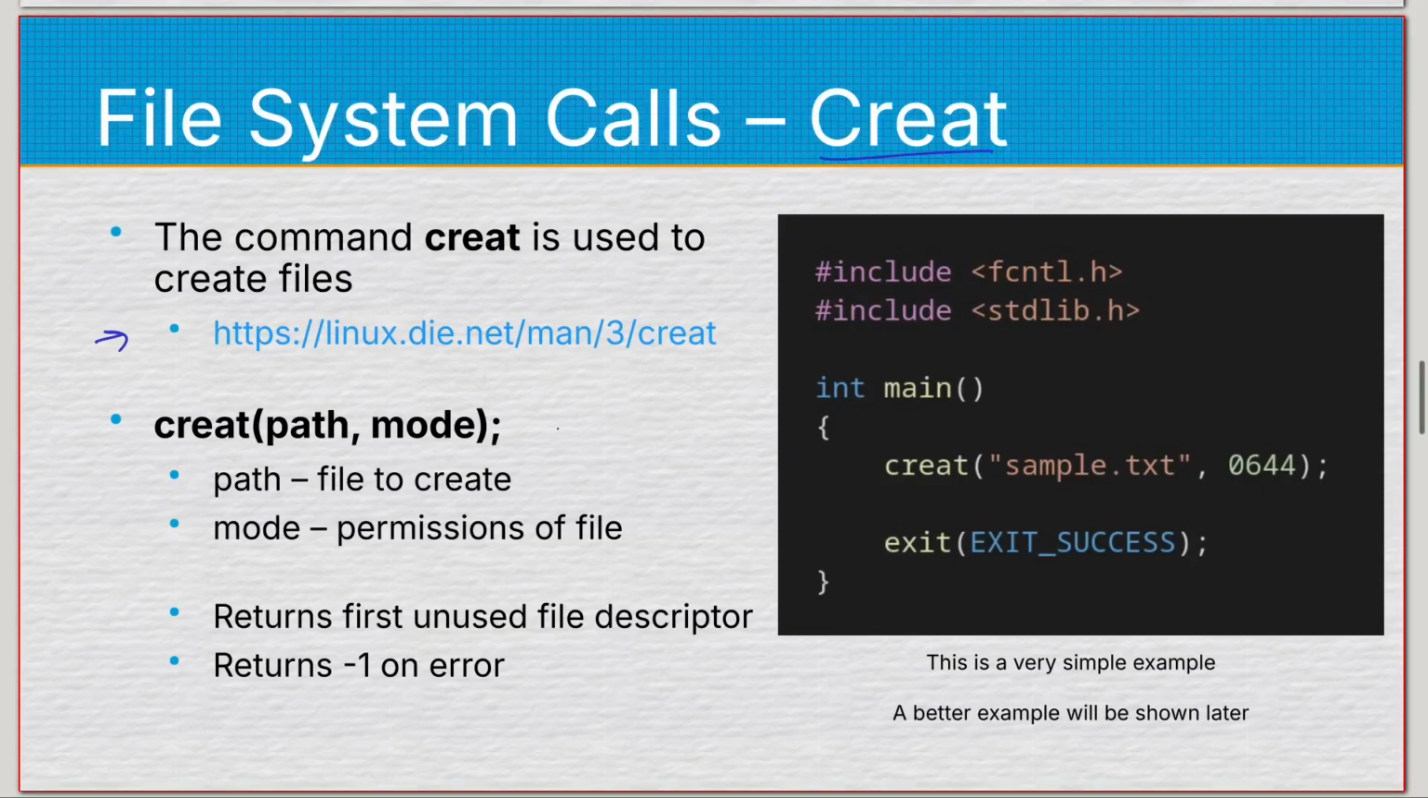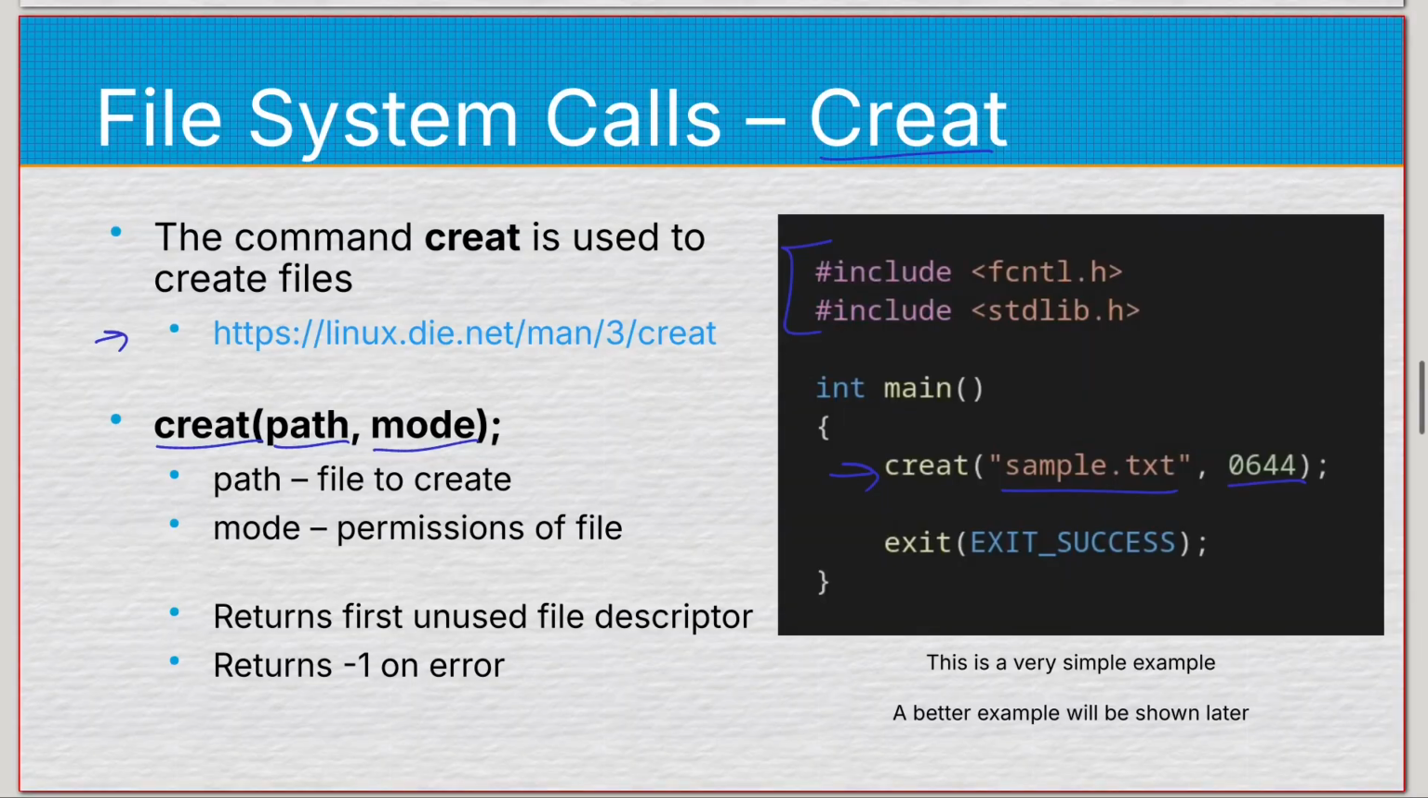I do have the actual man page here if you'd like to look through that, but essentially we have the system call creat. You have the path, and then you have the mode, being the file permissions. If you look on the right, header files here, it's literally just one line. creat, making a sample.txt file, and I'm giving it permissions of 0644.